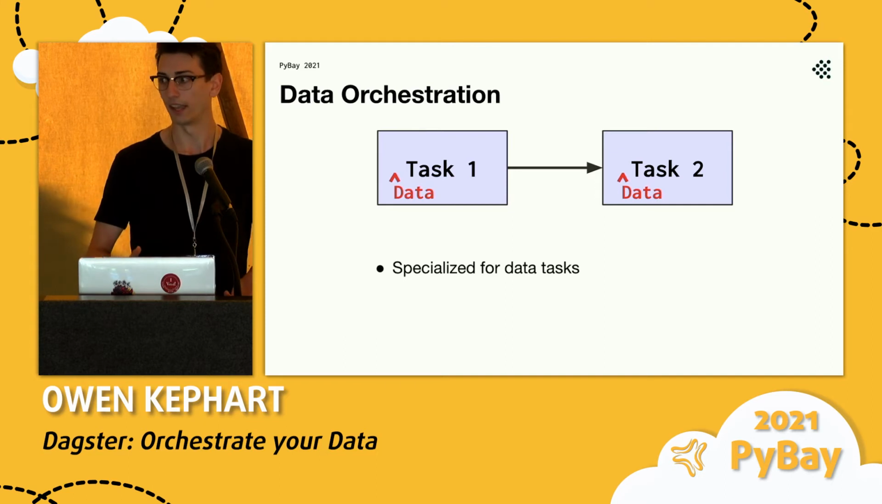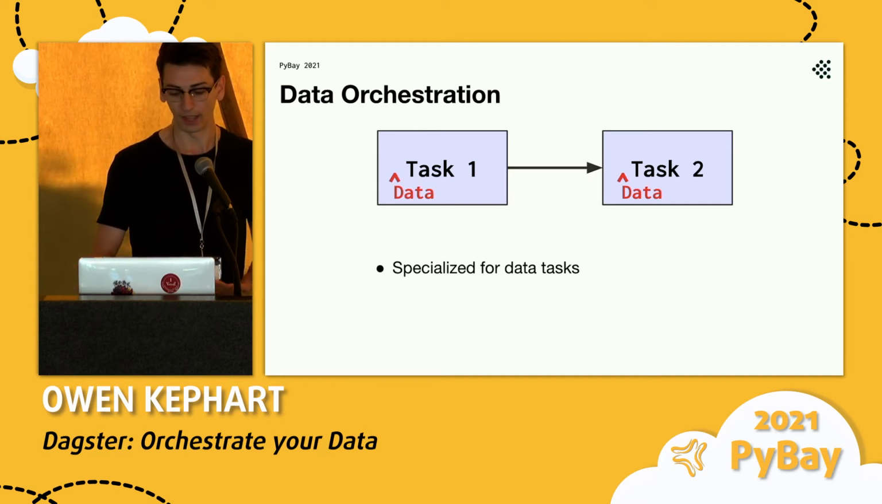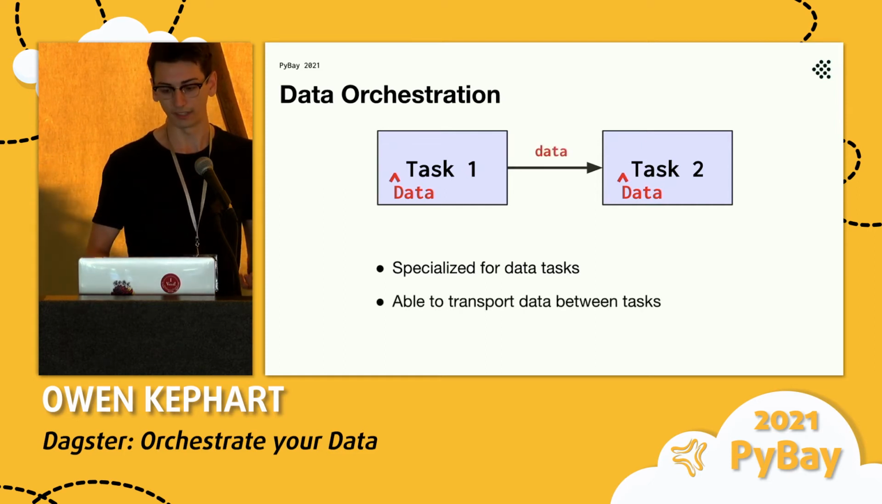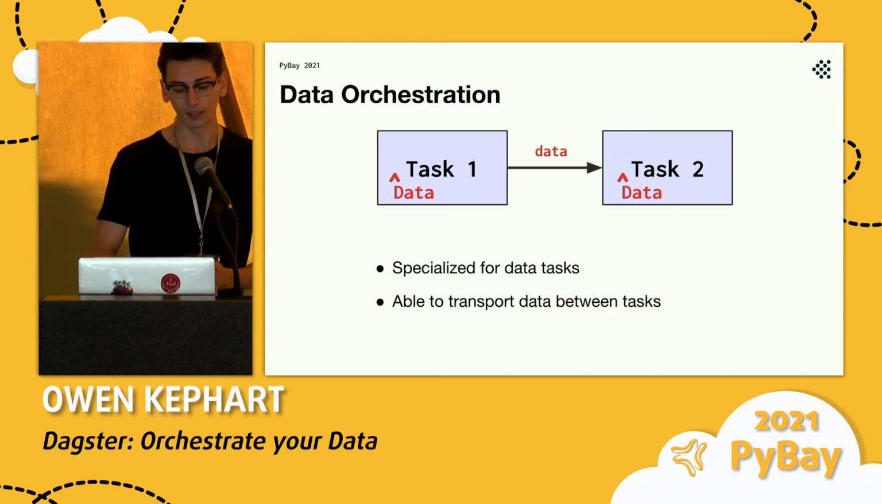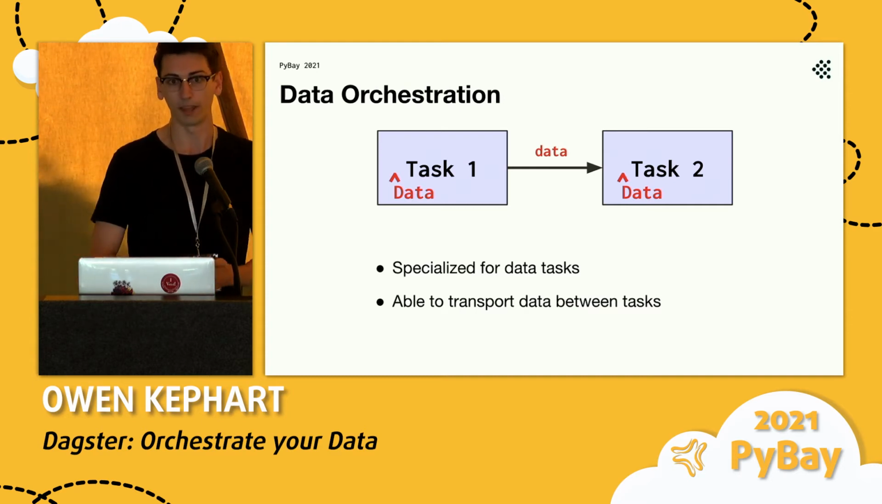Data orchestration is really similar, except it's specialized for data tasks. So any task that has something to do with data. So transporting it, transforming it, processing it, etc. One special attribute of these data tasks is that it's often very valuable to actually pass data between these tasks. So it's not enough to say that, OK, task 1 is done, task 2 start. You want to have some way of communicating. So you might want to pass some Python object. You might want to pass the contents of a database table, a PySpark data frame, et cetera.